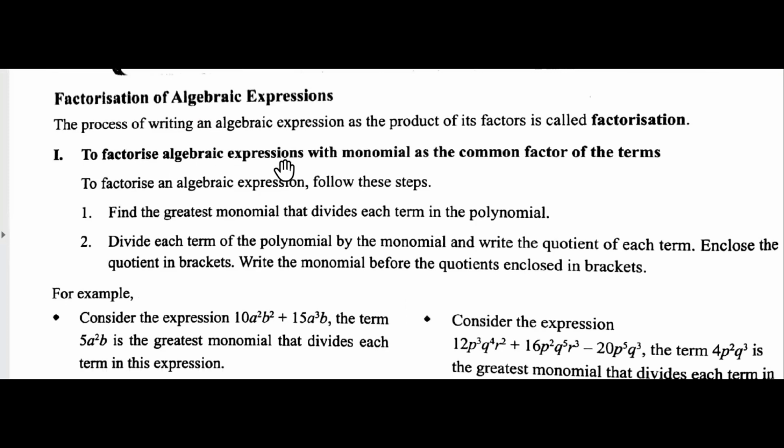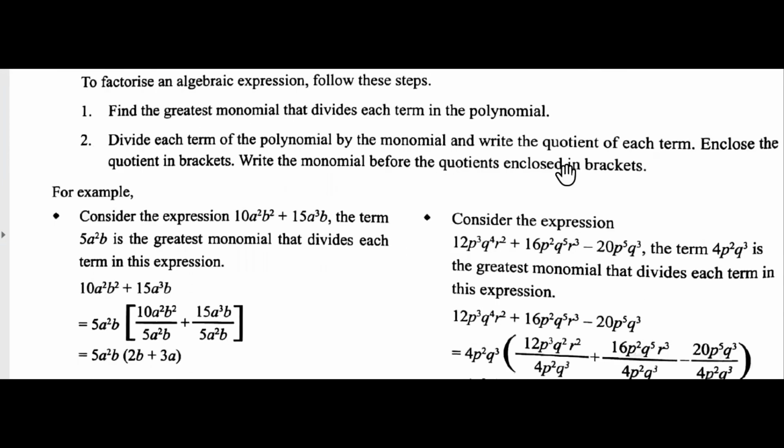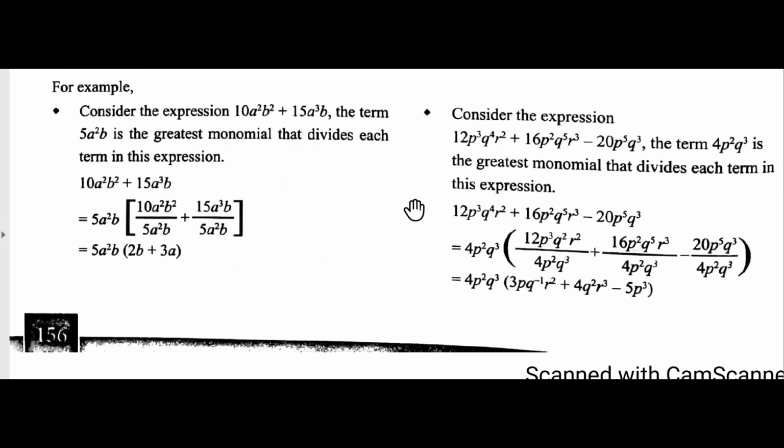Now, factorization of algebraic expression. First one, to factorize an algebraic expression with a monomial as a common factor of the terms. It means this is like the distributive property of multiplication over addition or subtraction. So consider the example: the expression 10 a square b square plus 15 a cube b. The term 5 a square b is the greatest monomial that divides each term in this expression. So you can take that out and then you can form the factors.